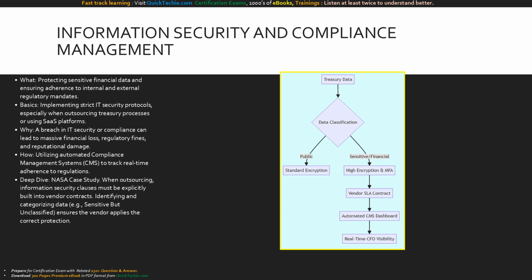They use automated compliance management systems, or CMS, which provide the CFO with a real-time dashboard of compliance metrics, transforming an administrative headache into a streamlined process.